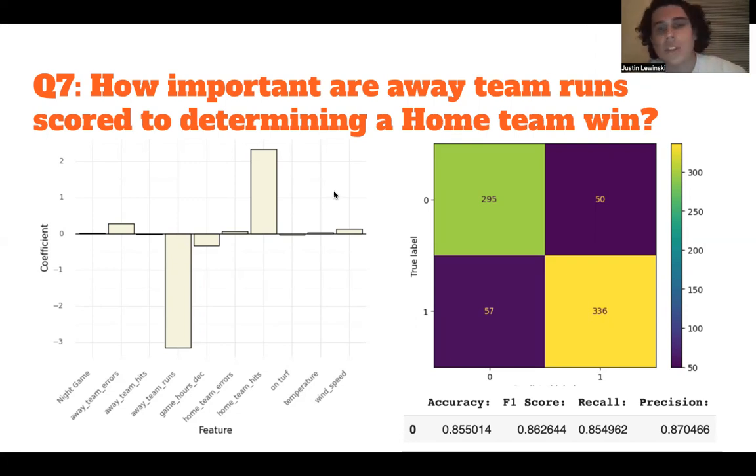Something I find interesting here is that home team hits have a very heavy weight as well, which means maybe there's some home field advantage there. Obviously a hit isn't a score, but maybe it gets the crowd going, maybe it gets your confidence up at home, because it has a somewhat similar impact to away team runs.